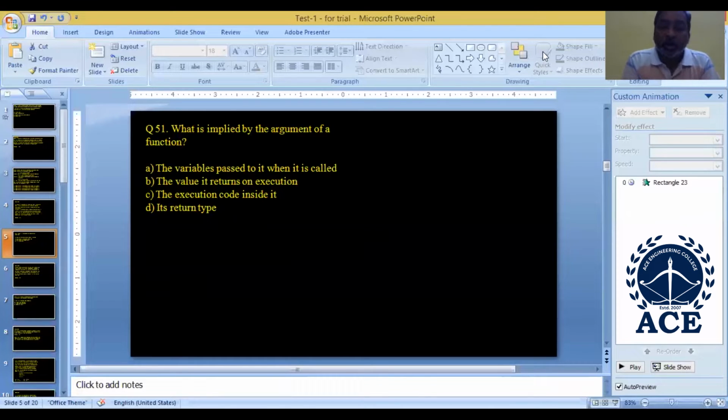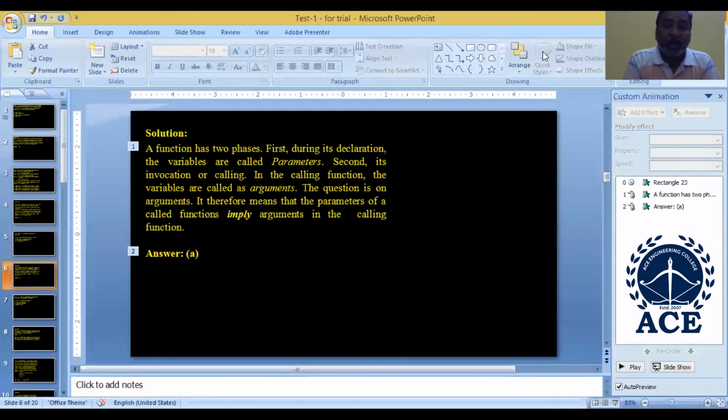So the option answer is A, and that is the explanation, a simple explanation. A function has two phases. First, during its declaration, the variables are called parameters. Second, its invocation or calling. In the calling function, the variables are called arguments. The question is on arguments. It therefore means that the parameters of a called function imply arguments in the calling function. So the answer is A.